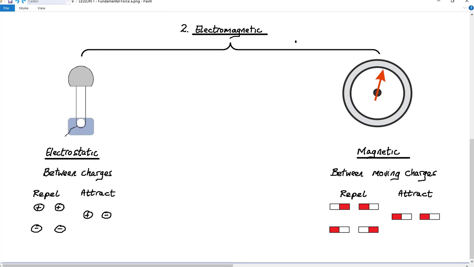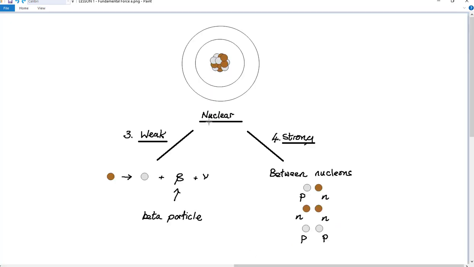Now, the third fundamental force is the nuclear force. The nuclear forces originate in the nucleus of atoms, and they can be classed in themselves into two fundamental forces. One is what we call the weak nuclear force, and the weak nuclear is responsible for radioactive beta particle emission, which we'll look at when we look at radioactivity. So here we have a neutron, that's the brown dot there, which is decaying into a proton and emitting a beta particle. So this weak nuclear force is related to this beta particle emission.